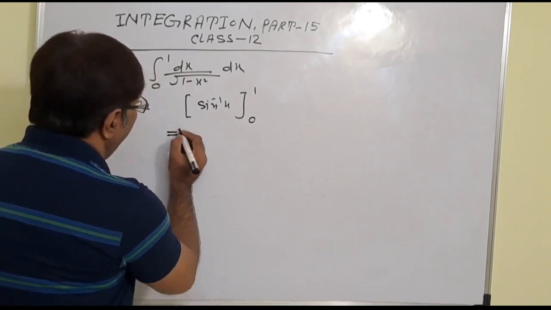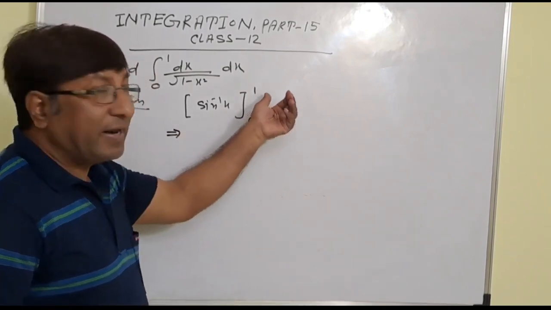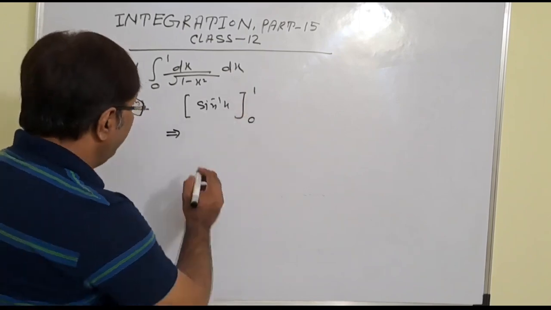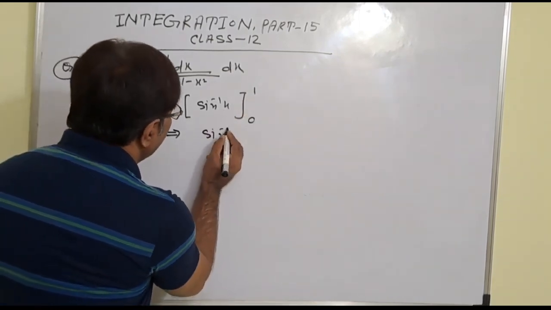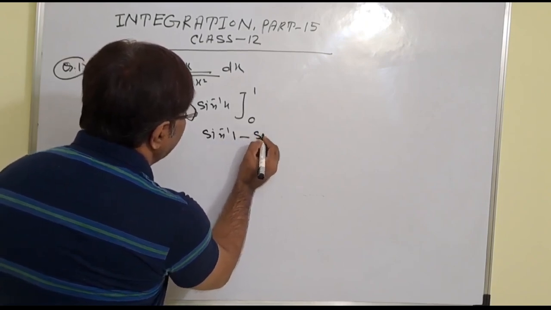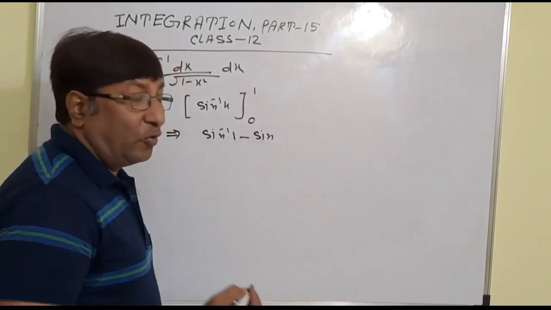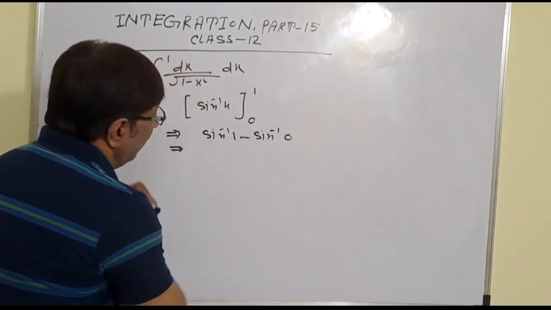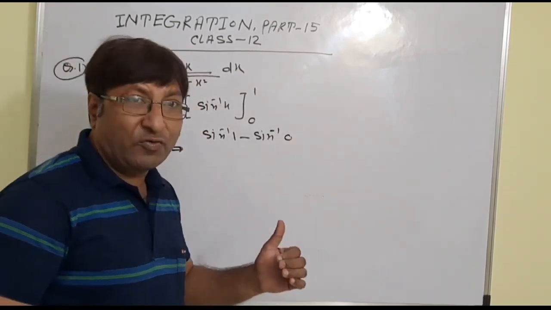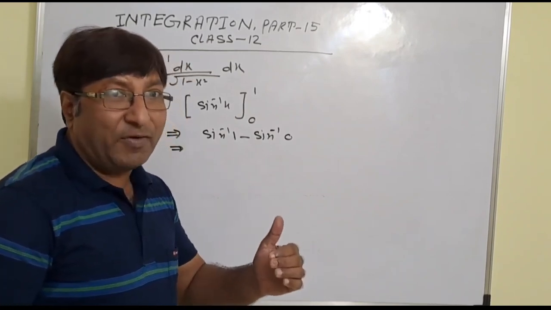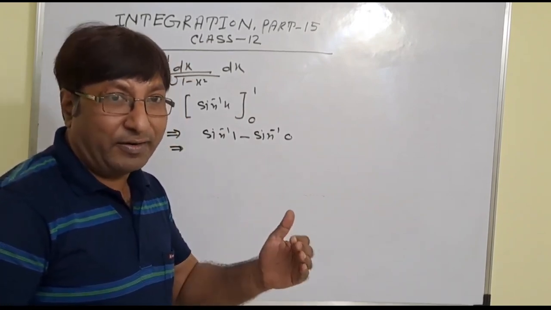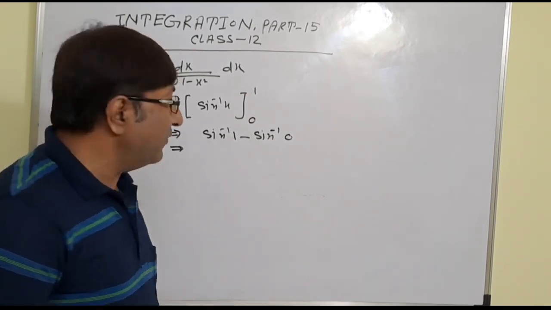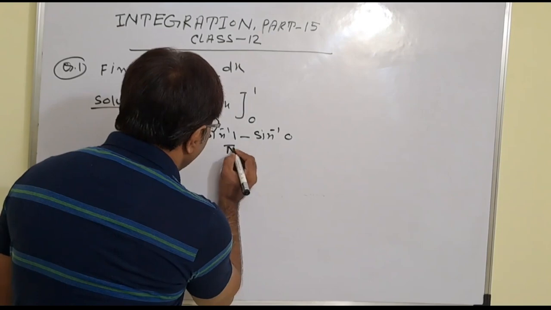Now the next step is: just put the value of the upper limit at x. So x equal to 1. So we will put here sine inverse 1 minus, again put x equal to the lower limit, so this is sine inverse 0. Now you know sine inverse 1 is pi by 2. Why? Sine pi by 2 is sine 90, which is 1. 90 means pi by 2. So sine inverse 1 equal to pi by 2.